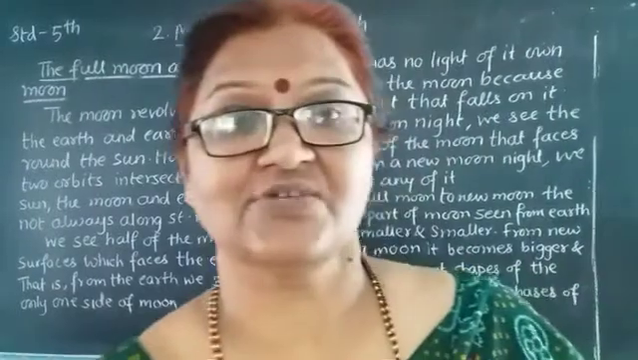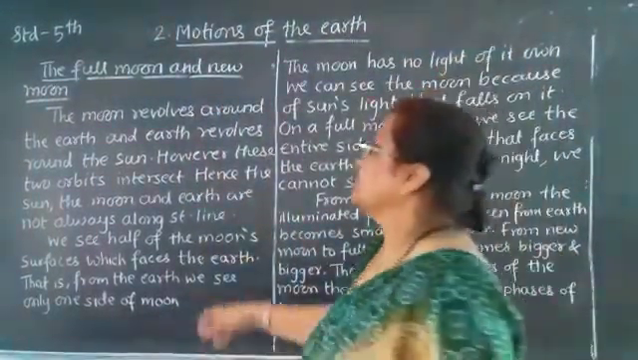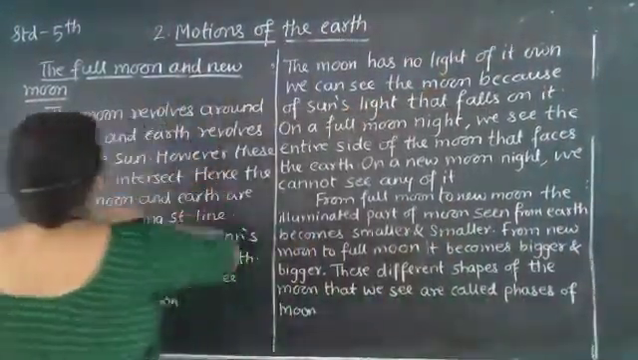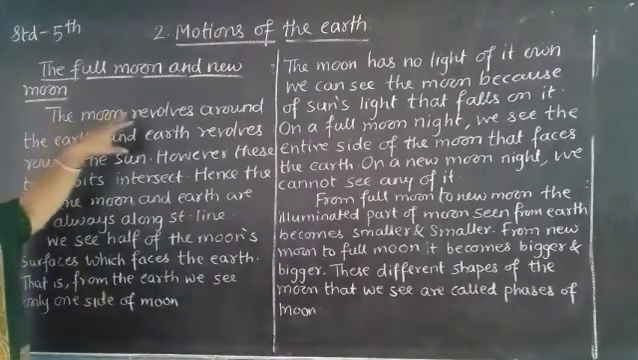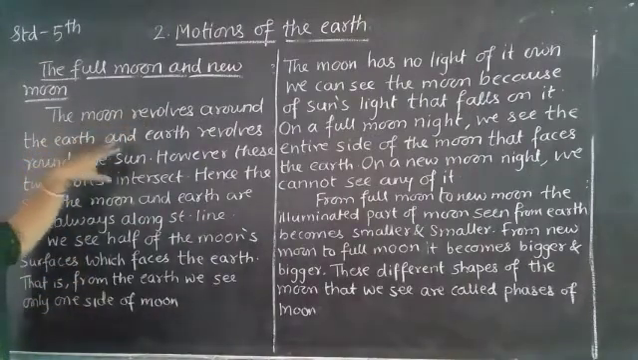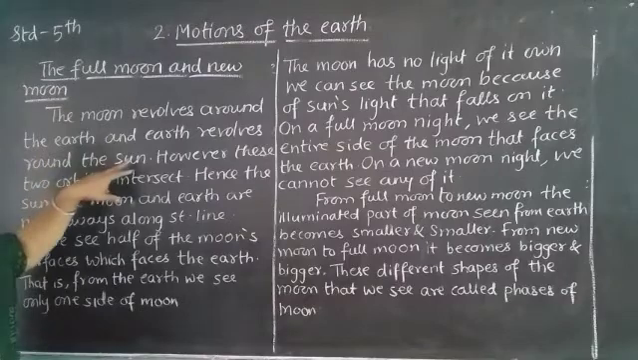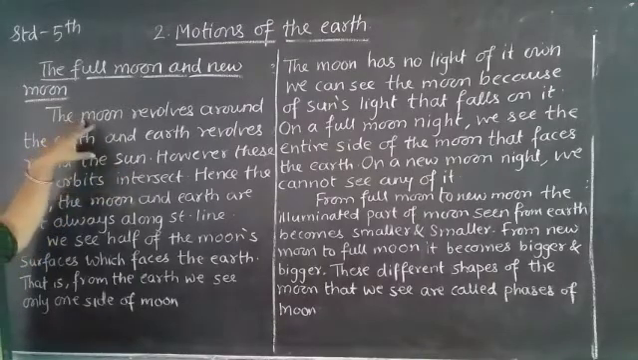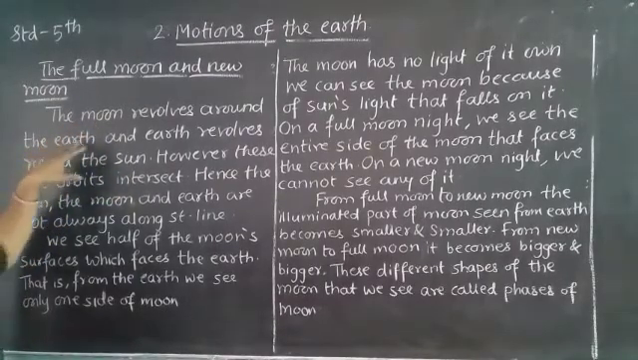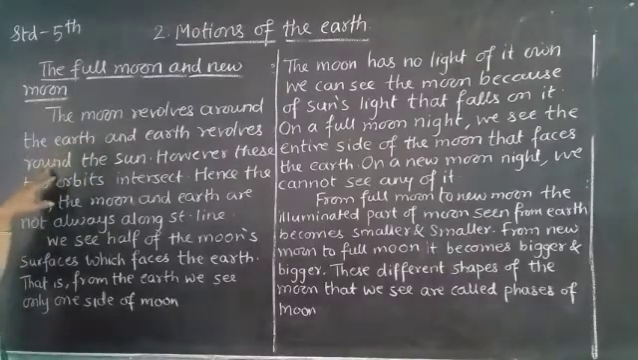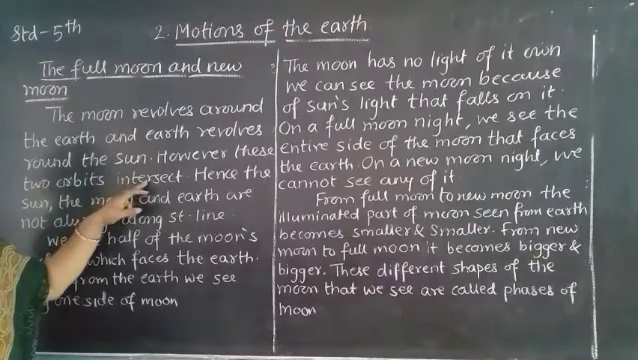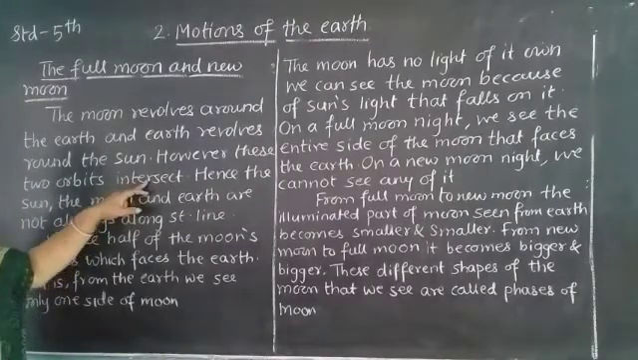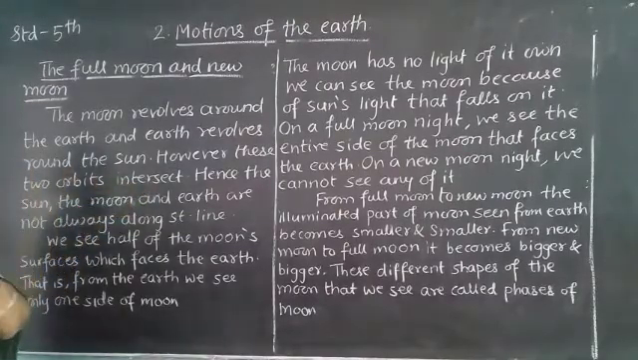Now see the next one, what we are going to learn: the full moon and the new moon. The moon revolves round the earth and the earth revolves round the sun. However, these two orbits intersect.